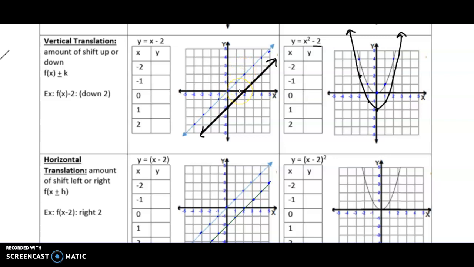It's because it's a straight line. It doesn't look the same for the parabola. So for the parabola, 2 to the right would be taking each of those points. We had (0, 0), (1, 1), (2, 4).